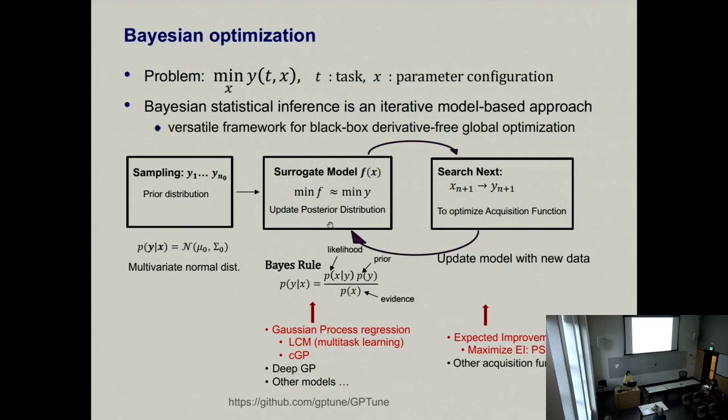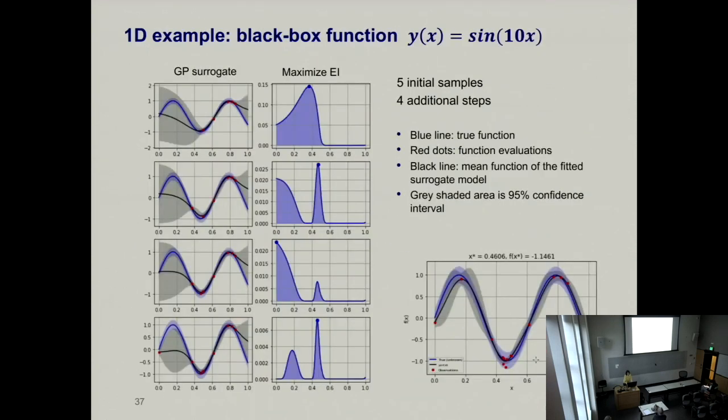For surrogate model building, you can use a lot of things, but we use Gaussian process regression. You could also use a deep GP neural network to do this modeling. And even for searching the next point, there are a lot of options. A very popular one is expected improvement. I'll show you the formula, which will make it more intuitive. It's called an acquisition function, but there are many different acquisition functions you can use. It's an optimization problem.